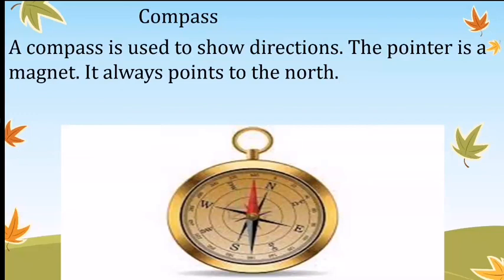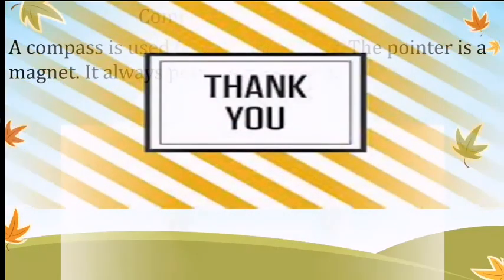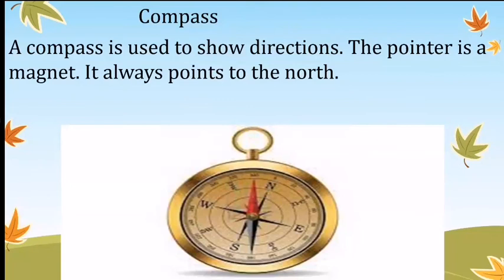You can see the picture of the compass and there is a big needle in the middle. The pointer is made of a magnet. It always points to north. It is round in shape and has a big needle or pointer in the middle that points toward the direction.